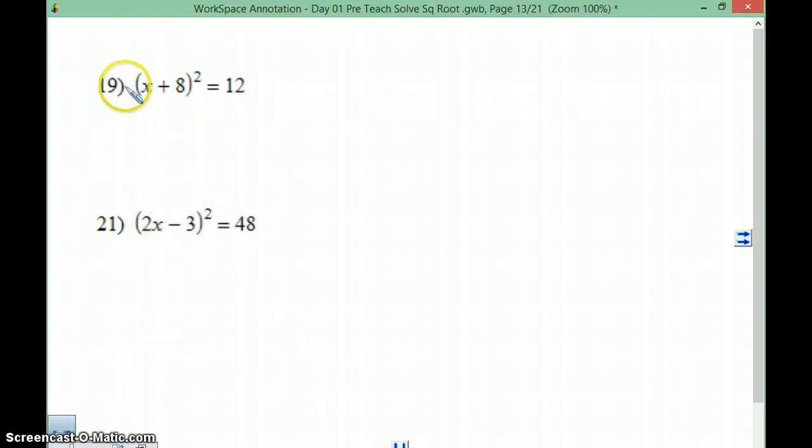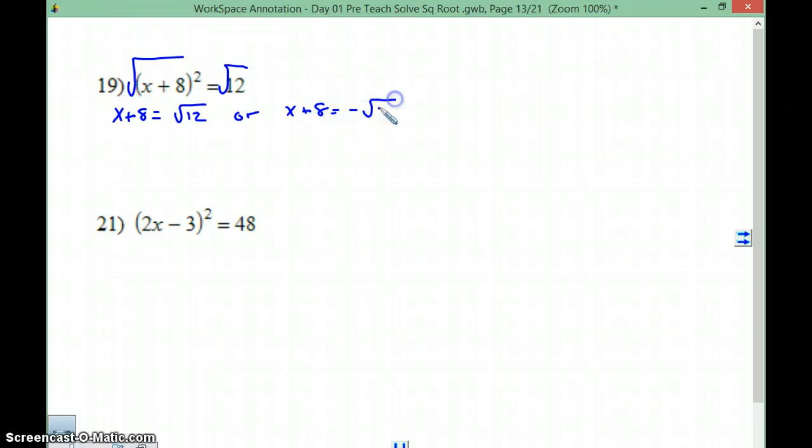Let's try another one. Take the square root of both sides. We end up with x plus 8 equals root 12, or x plus 8 equals negative root 12. Let's subtract 8 from both sides. We end up with x equals negative 8 plus root 12. Or, let me subtract 8 from both sides here. x equals negative 8 minus root 12.